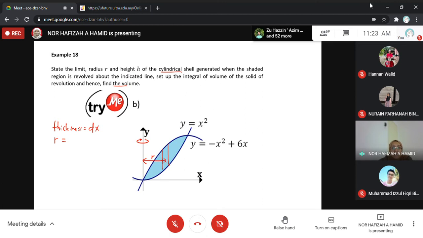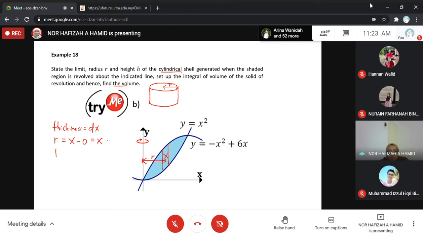Ataupun sebenarnya r tu refer to the radius lah. Radius of the circle tu, of the cylinder. Sini you punya r, radius. Okay, so radius of the cylinder. So kalau you punya dx, so you punya radius dia is x lah. So kat sini you punya left dia is 0 sebab revolve at the y. So this one is x, so x minus 0. So you have r is equal to x.